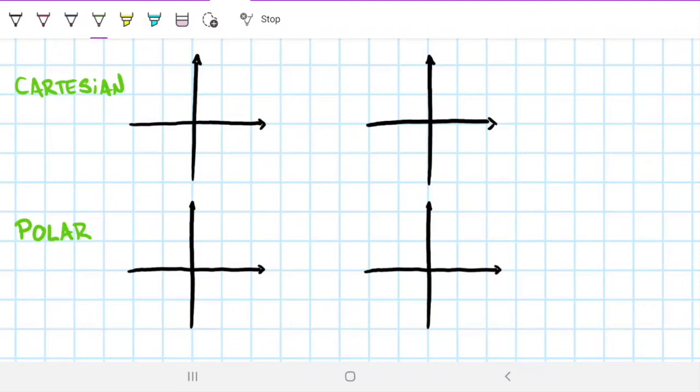Today we're going to be looking at the velocity in polar coordinates and how to derive them, and where they come from, and we're also going to look at the acceleration. So let's first start defining some things.